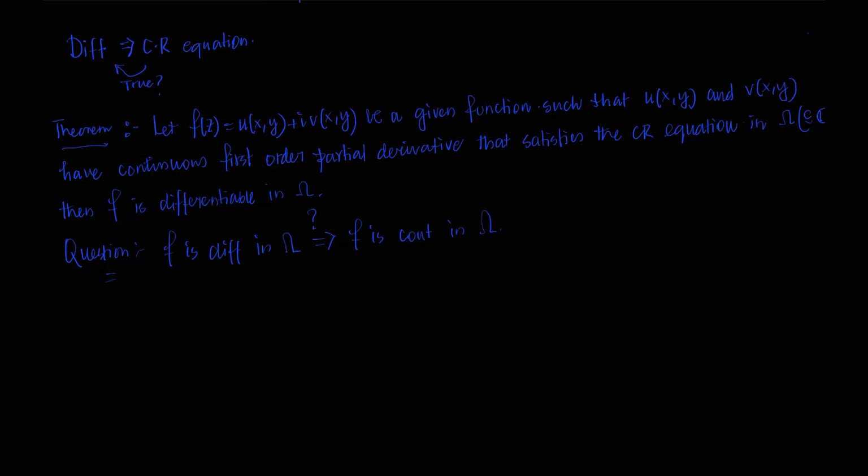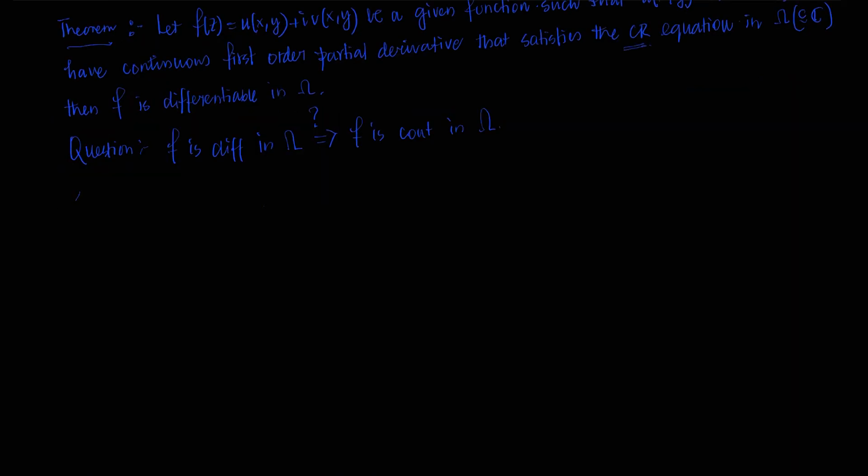So we have this now. Let me do the proof of this theorem. Essentially what we are saying is this: if f of z can be written as u plus i v, where u and v have first order partial derivatives and satisfy the CR equation, then the function has to be differentiable. Okay. Let us look at an example.